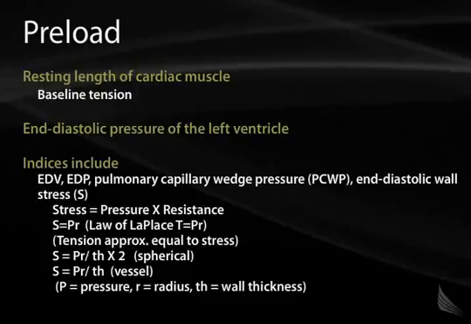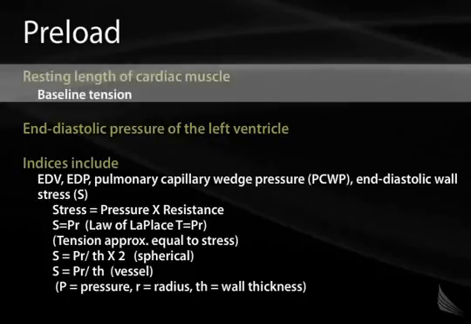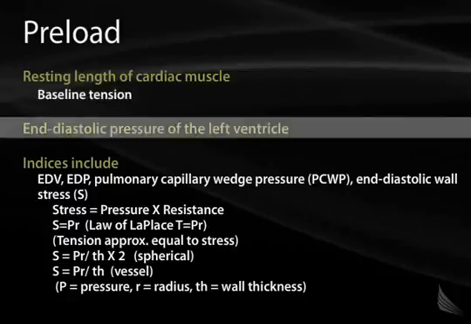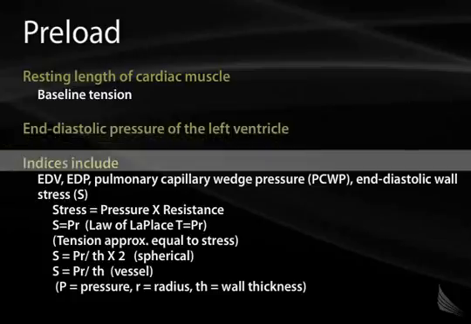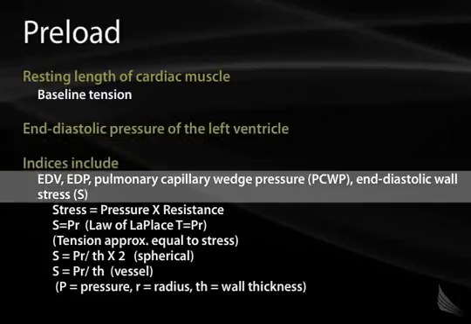Preload is another term that confuses people. Preload is quite simply the amount of tension there is in the cardiac muscle prior to systole. It can be equated to the end diastolic pressure of the left ventricle, meaning how much blood is there in the left ventricle before systole. Common indices that we use to measure preload, again, are EDP and EDV, which is the end diastolic pressure and the end diastolic volume. We also use the wedge pressure, the pulmonary capillary wedge pressure, which is a surrogate pressure, if you remember, to the left atrial pressure.